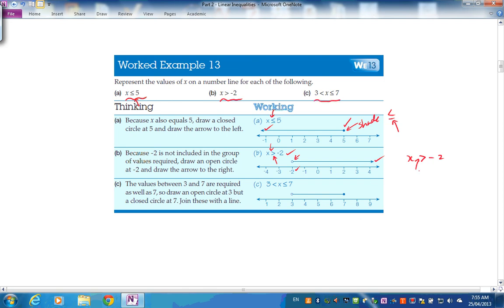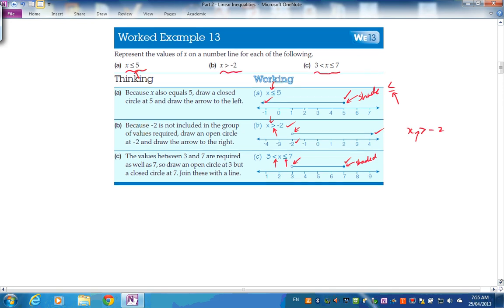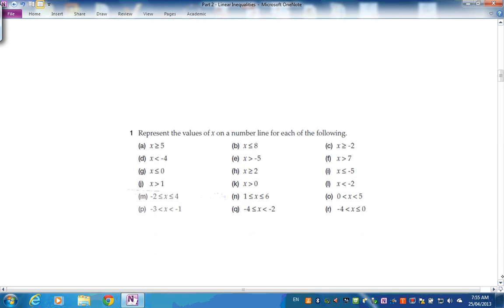Negative 3 to 7. So there's no equal sign. So you go to 3, it's unshaded. Then you're allowed to go up to 7, it's less than or equal to, so that's going to be shaded in there. That shaded circle means it's included. Alright, so have a look, and then I want you to come down and have a go at these.